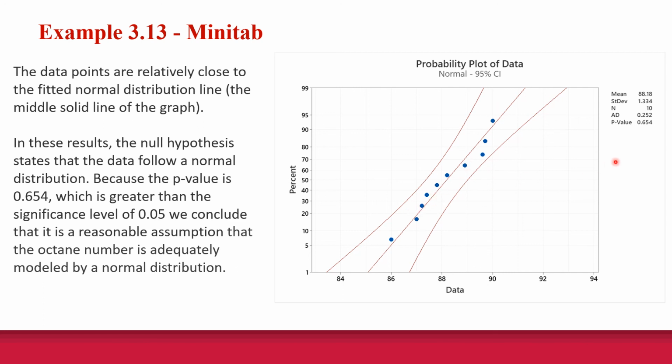Also, another thing is what's known as the p-value. We'll talk about the p-value in the next chapter, but it pops up here as 0.654. So anything above 0.05 is significant, and this leads us to conclude that the octane number is probably more normal than not. I mean, you can't get a definitive answer from these probability plots, but you can get a good feeling that yes, your data are falling along the normal line.